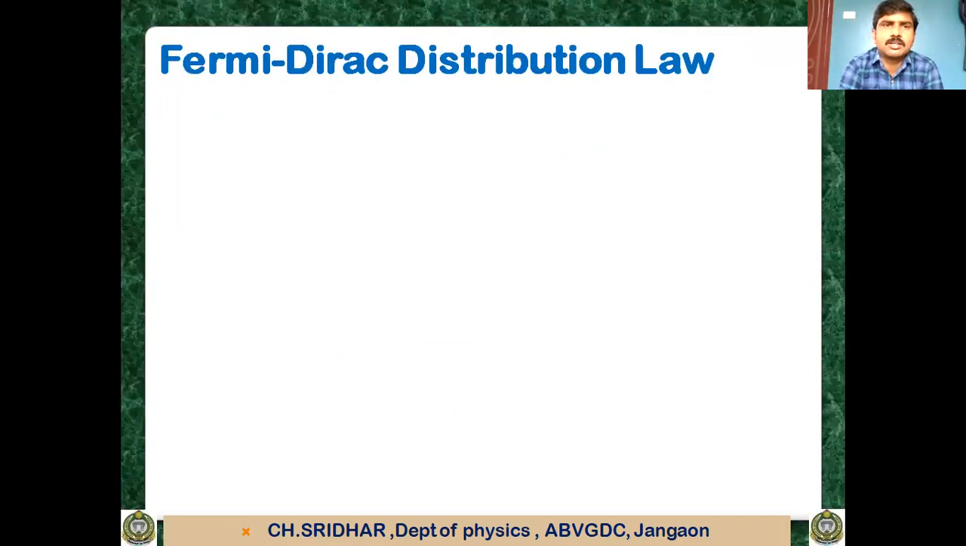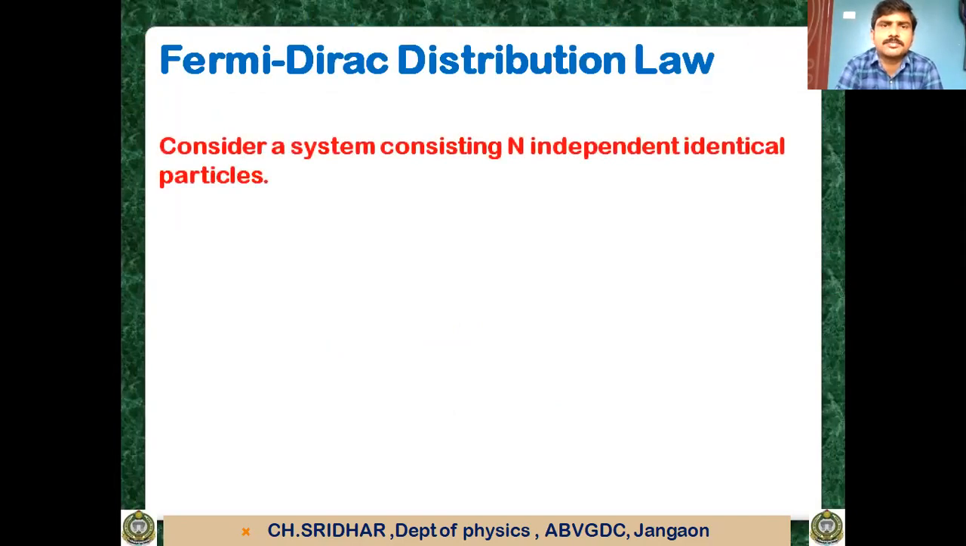So in order to derive the Fermi-Dirac distribution law, let us consider a system consisting of n independent identical particles.